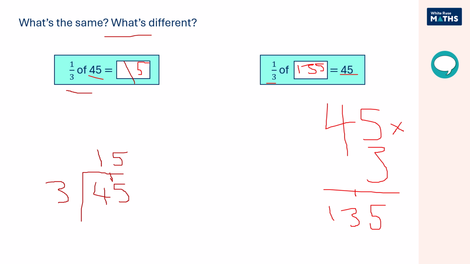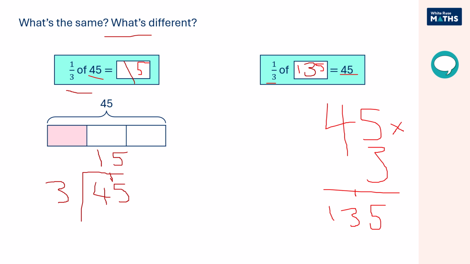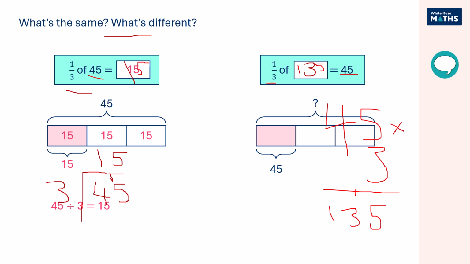But for the second example, they've given us the final answer. So we've obviously had to work in reverse. So we actually divided by the top and then times by the bottom. Okay, so be careful with that. There we go. This is the pictorial way of looking at it.